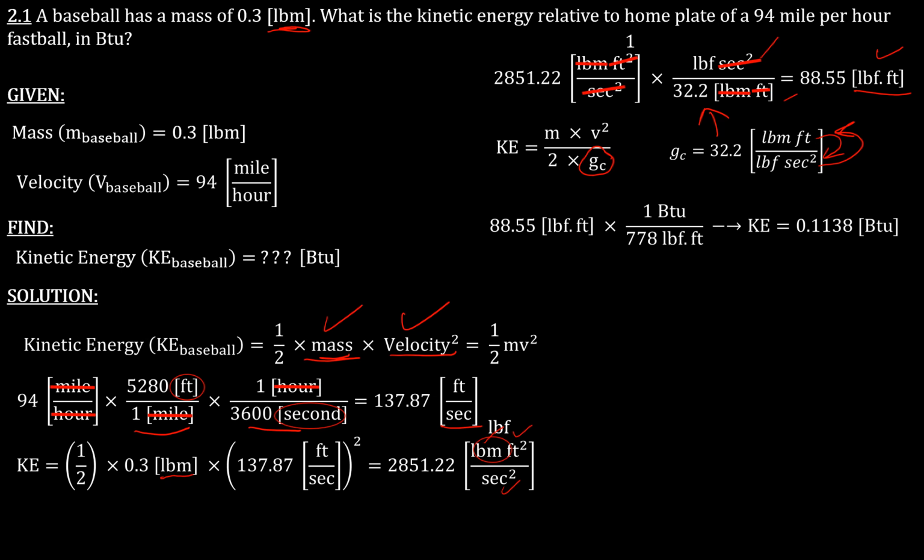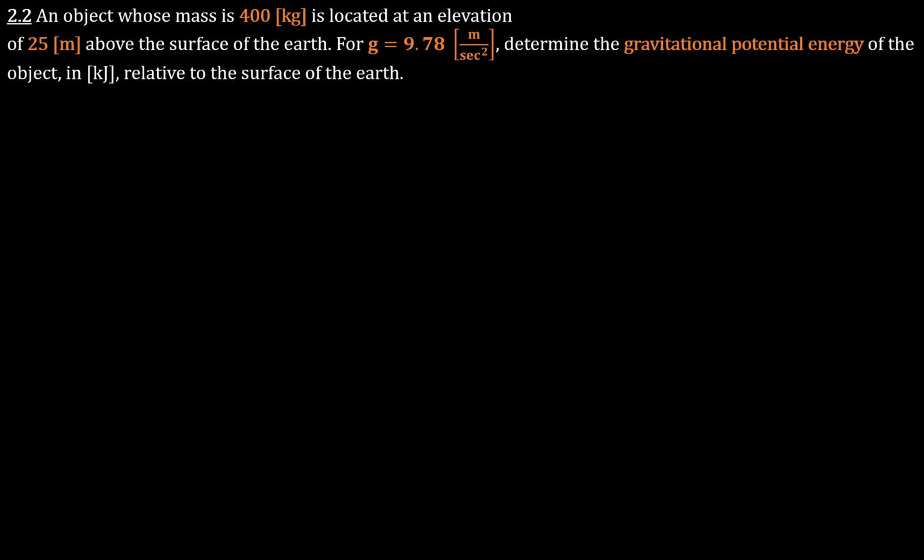But we're not done here. We need to use another conversion factor to convert pound force times feet to British thermal units. So we will use this conversion factor, which is 1 BTU is equivalent to 778 pound force times feet. So here the pound force will cancel with the pound force, and your answer will be 0.114 BTU.